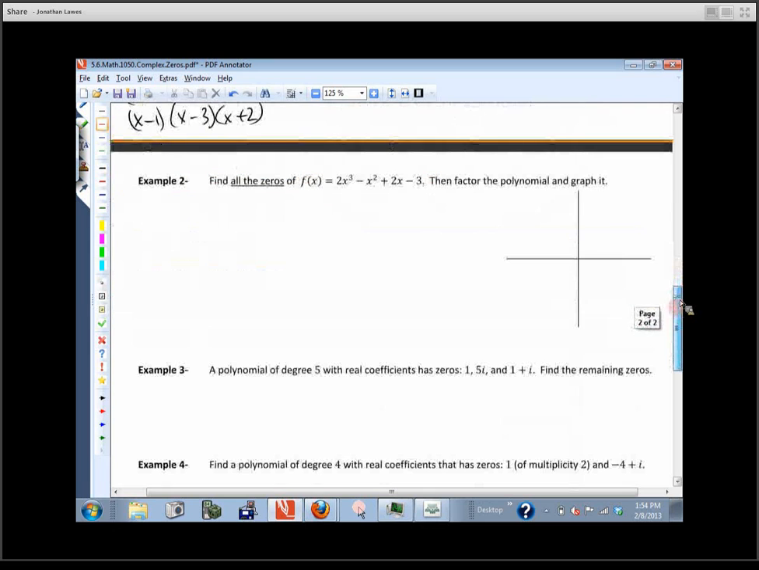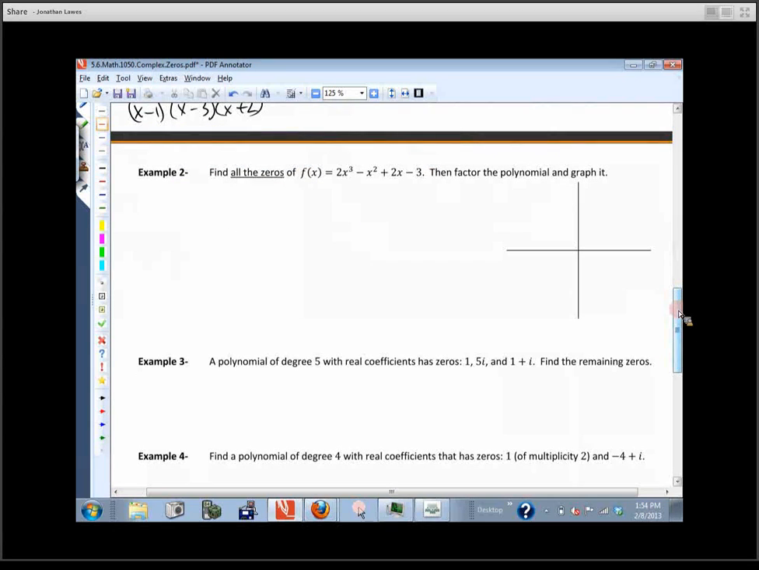The next one says find all the zeros, then factor the polynomial and graph it. So let's find all of them. Now, we'll look through here. We know we're looking for how many? We're looking for 3. Now, they might all be real. They might all be rational. They might all be nice. Maybe there are some ugly ones. But if we're going to find them, again, we're going to do the P and Q stuff first. So this is a 3 and this is a 2.